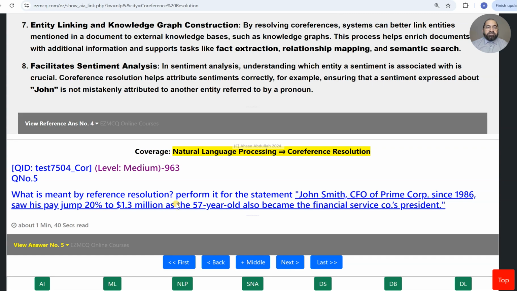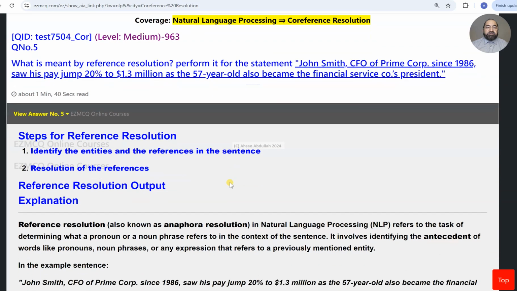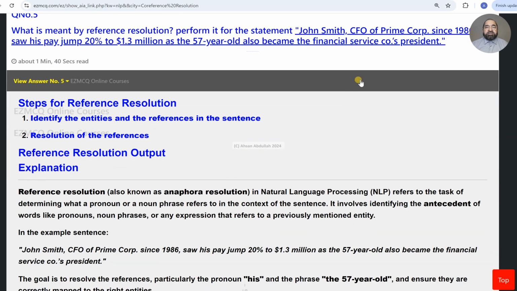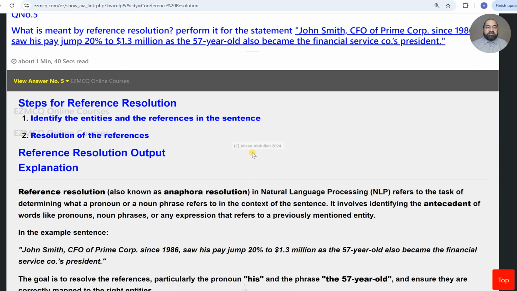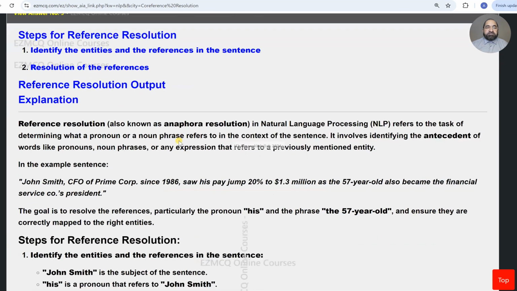So what is meant by reference? One thing was co-reference resolution. Now we're looking at something different, which is reference resolution. So let's perform the reference resolution for this statement over here. You can read the statement, I don't have to read it. First of all, identify the entities and the references in the sentence, and then resolve the references.